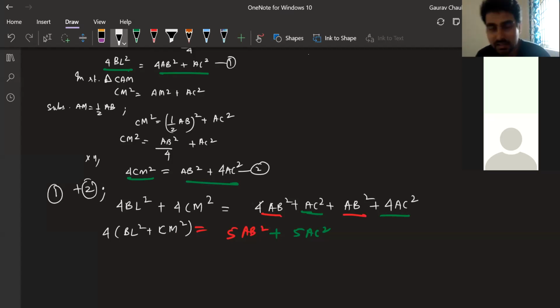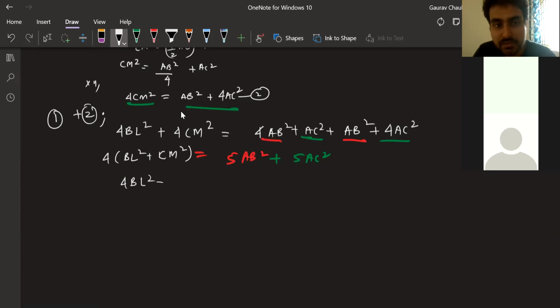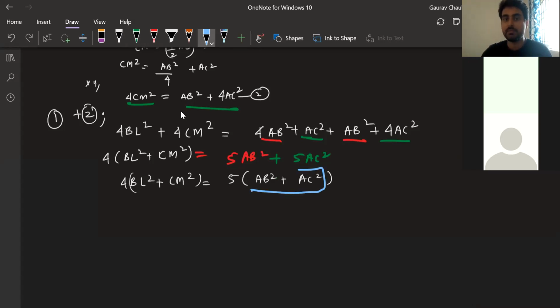This particular exercise is full of such algebraic proofs. You have to just manipulate the things here and there. On the left side, you have 4 into BL square plus CM square. On the right side, you have 5 into AB square plus AC square. Now, what is this thing? AB square plus AC square.